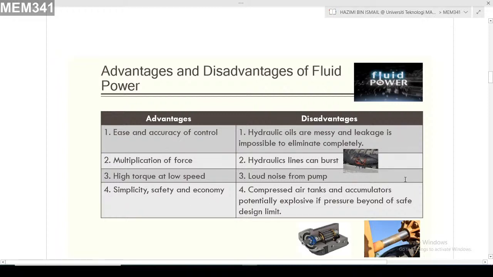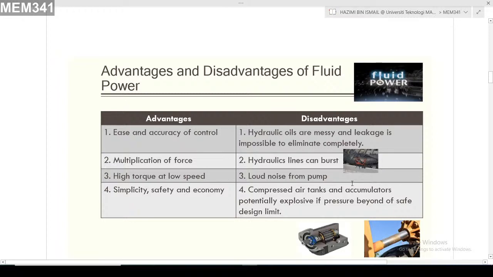But there are also flaws or disadvantages. The hydraulic oil is messy and can leak. The leakage is impossible to eliminate completely. That's why after a few years of the hydraulic system, you have to regularly maintain and check its leakage. The second disadvantage is that hydraulic lines can burst. It's quite dangerous if we cannot do preventive maintenance and regularly check the lines, hoses or tubes, because they can suddenly burst at the end of their lifespan.